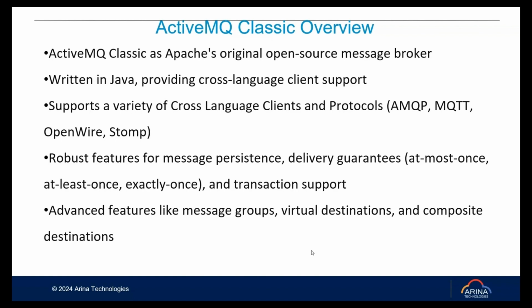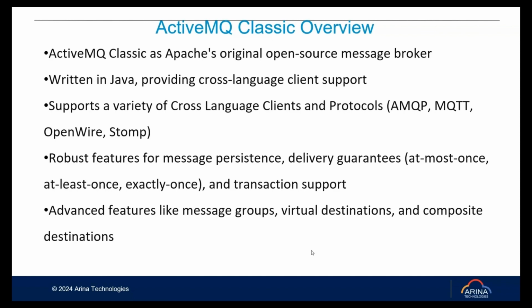JMS is supported for compliance for features like message queues and publish-subscribe messaging patterns. So it does adhere to the JMS specification as well, which is the Java Message Service. There are robust features, as I mentioned. There is message persistence. It has KahaDB as the persistence model.